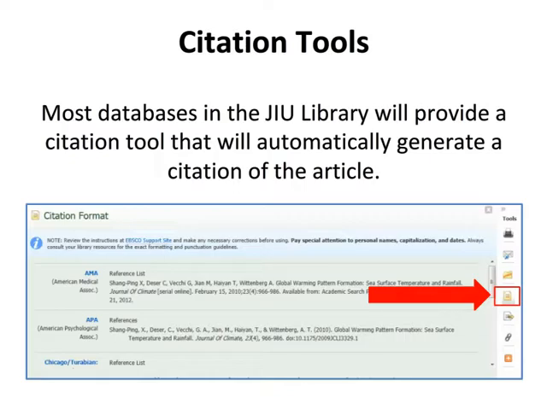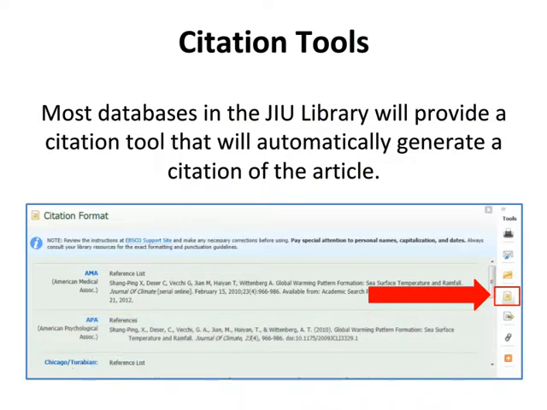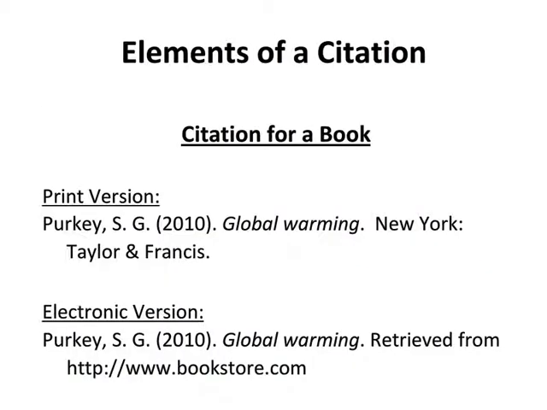Now let's talk about citation tools. Most databases in the JIU library will provide a citation tool that will automatically generate a citation of the article. This citation was generated from the EBSCO database by clicking on the Cite tool to the right of the article. Just copy and paste the correct format into your reference list. Remember, always check your APA publication manual to confirm that it is correctly formatted.